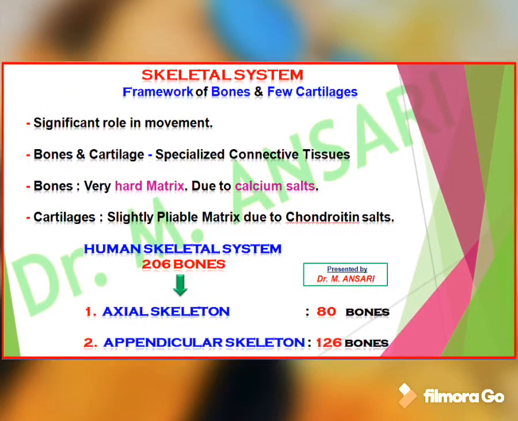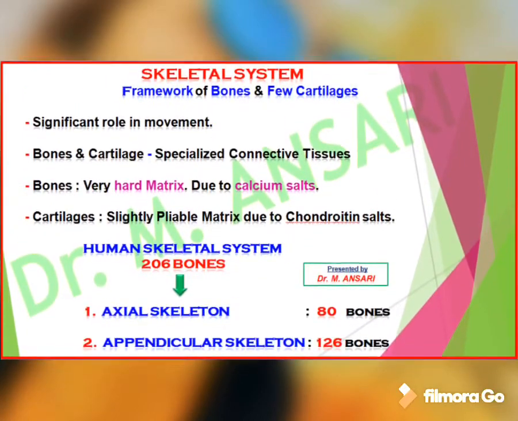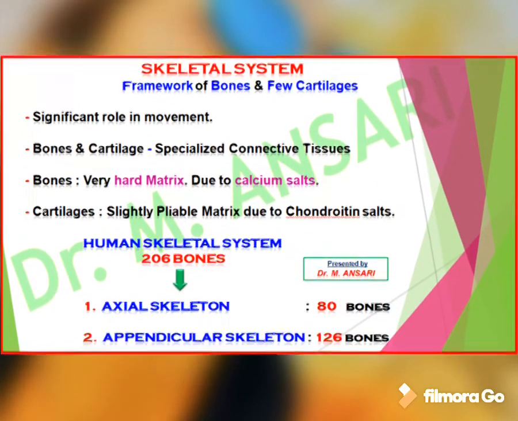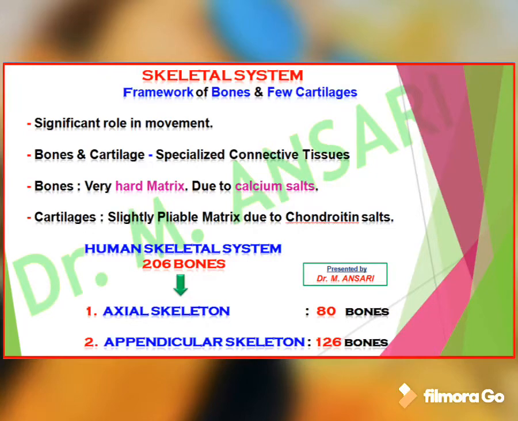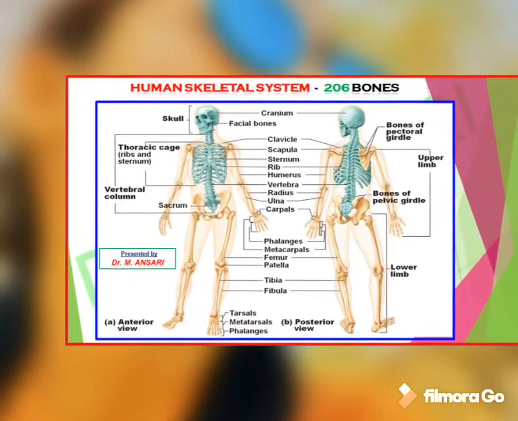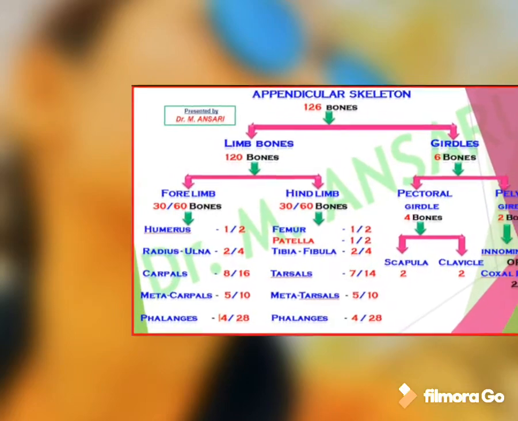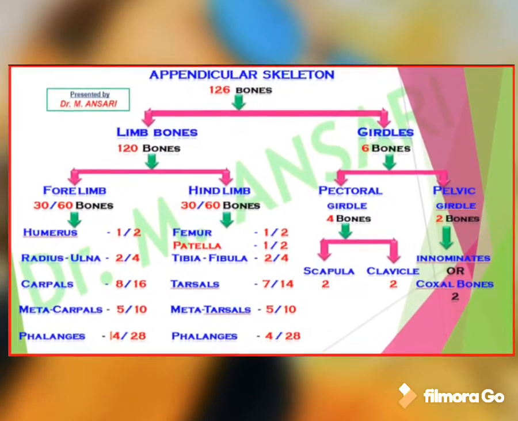of the axial skeleton. Through this video lecture, we are going to study the appendicular skeleton. The appendicular skeleton includes the bones which are present at the periphery of the axial skeleton, or we can say it includes the bones which are present in the limbs, forelimbs and hind limbs, and in the form of girdles. Forelimbs and hind limbs include a total of 120 bones, while 6 bones are present in the girdles.